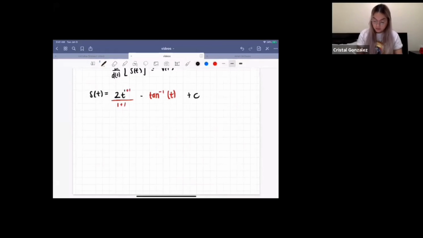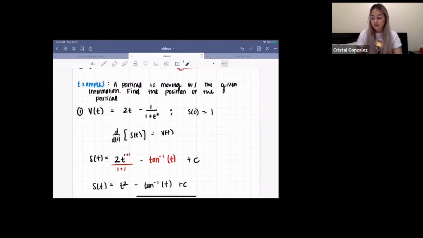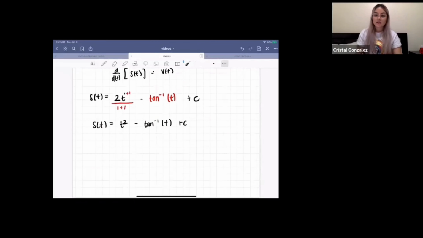Okay, now let's simplify this a little bit. So then we're going to get s of t is equal to, I'm just going to do this all in one haul. 2 over 2, that's just 1. So then we're going to get t squared minus tan inverse of t plus c. And then you could always check this by saying, okay, if I take the derivative of my position function, am I going to get this over here? And the answer is yes.